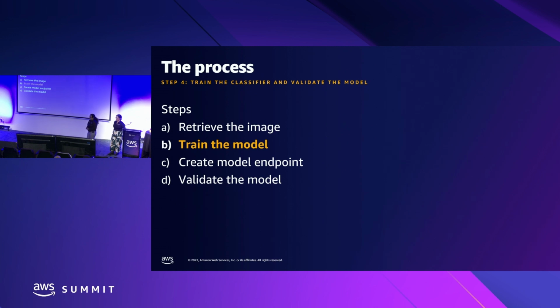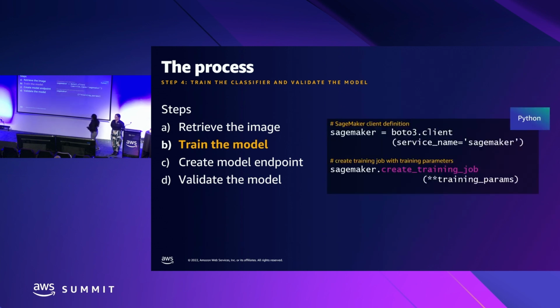Second step is to train the model. You can do this by setting some training job parameters and hyperparameters for the algorithm. So let's take a look at some more code. We create a SageMaker client definition using Boto3, which is the AWS SDK. And we use a simple API call called create training job. And create training job takes in an argument, a parameter, which is the hyperparameters and the training job parameters that you define.